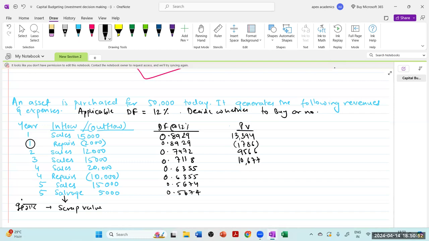For the third year, what is the answer? 0.6355 multiplied by 20,000. What is the answer? 12710. Then for the fourth year, it will be 6355 only, but it will be in negative. Correct? For the fifth year, 15,000 multiplied by 0.5674. What is the answer? 8511. Then 5,000 multiplied by 0.5674. What is the answer? 2837.